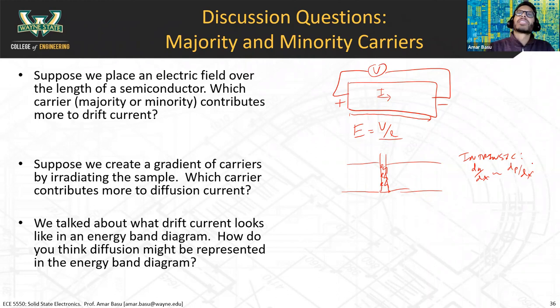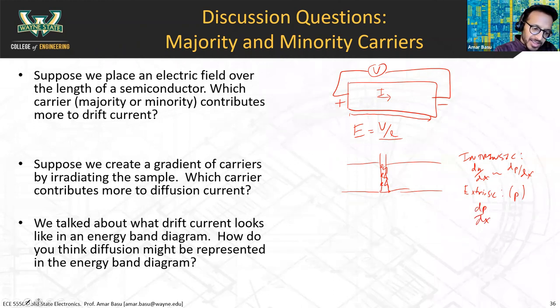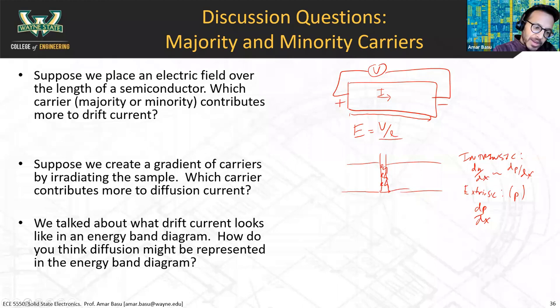How about in an extrinsic case? If it's doped with, let's say, p-type, then your gradient is going to be smaller. dp/dx will be smaller than dn/dx, given that the baseline level of the holes is higher than the baseline level of electrons. Yeah, exactly. You have to look at what the baseline level is, right? The minority carrier is going to have a lower baseline level. So the dp/dx is going to end up being greater than dn/dx.